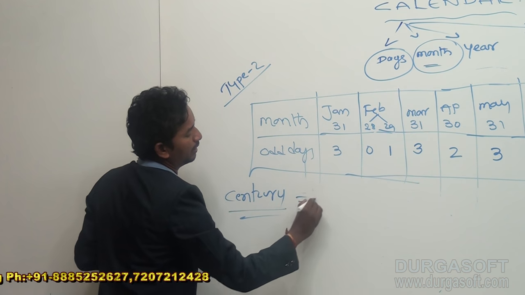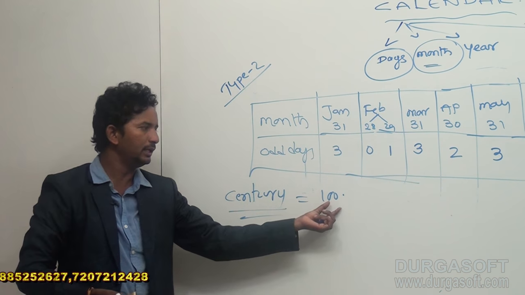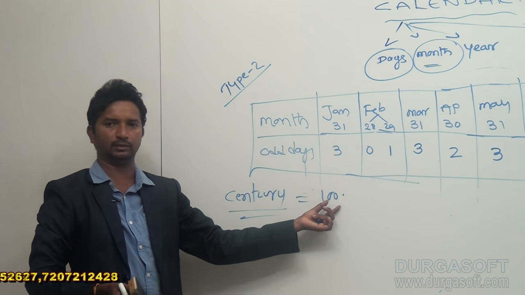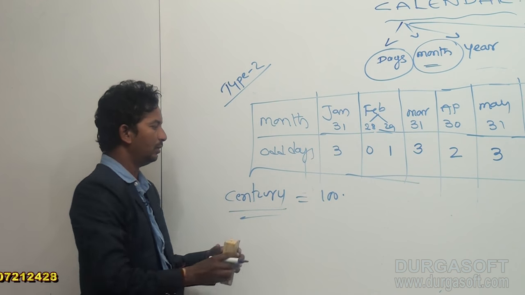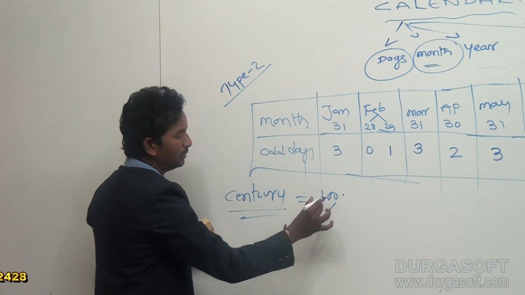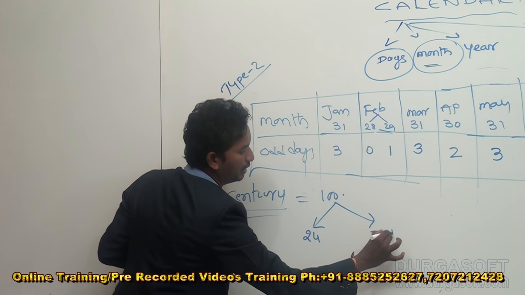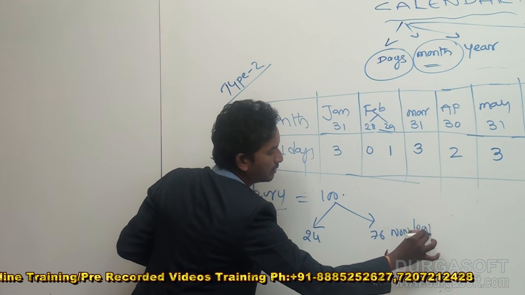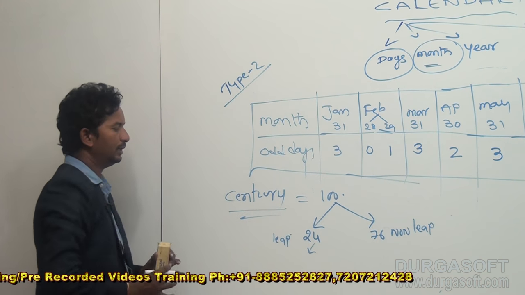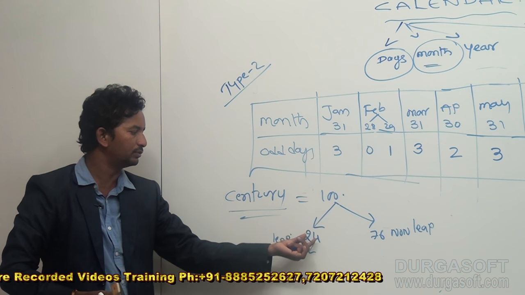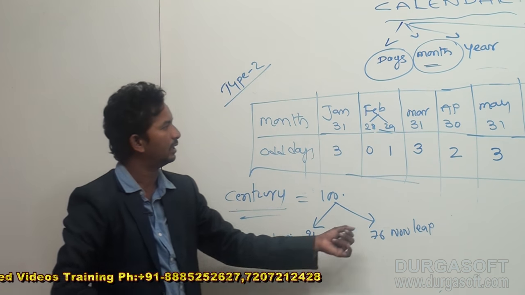Now a century contains 100 years. In 100 years, how many odd days are there? Same procedure now. In a century, there are 24 leap years and 76 non-leap years. This is called a non-leap year, and this is called a leap year. So in a century, 24 leap years and 76 ordinary years are there.